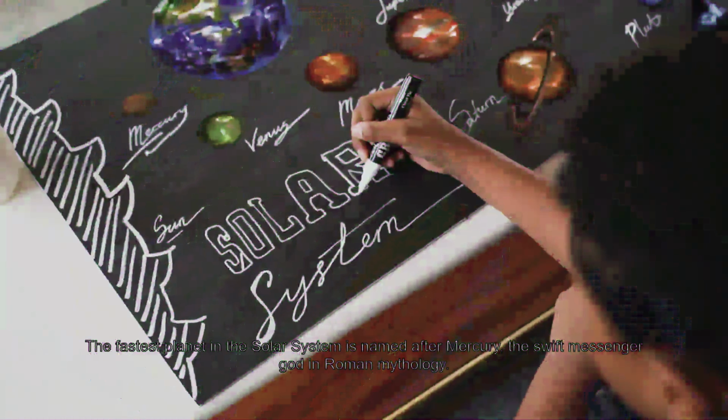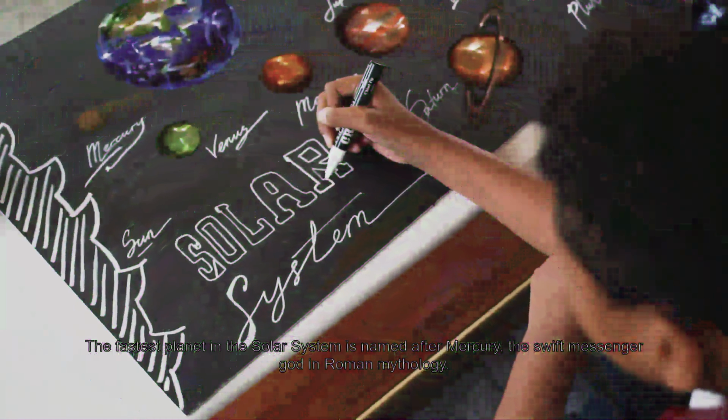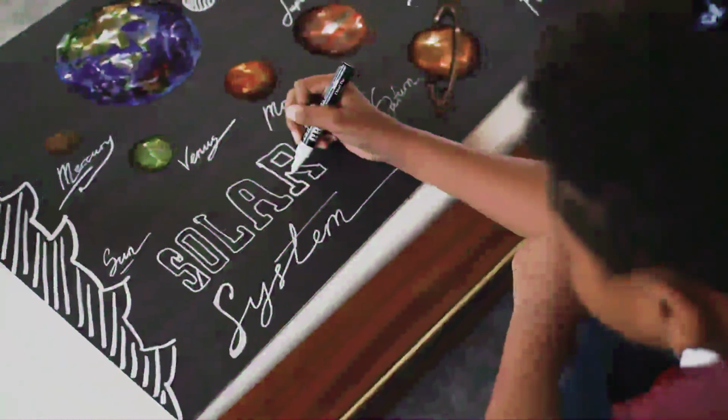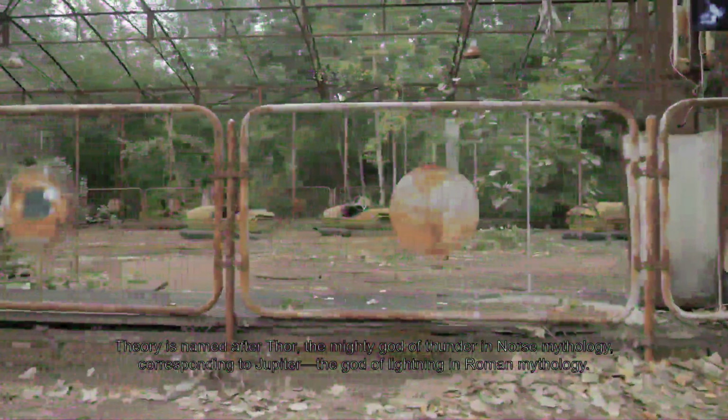Thor is the mighty god of thunder in Norse mythology, corresponding to Jupiter, the god of lightning in Roman mythology. After the element mercury, no other element was named after a planet for a while, but the subsequent elements, uranium, neptunium, and plutonium, were gloriously honored with their names.